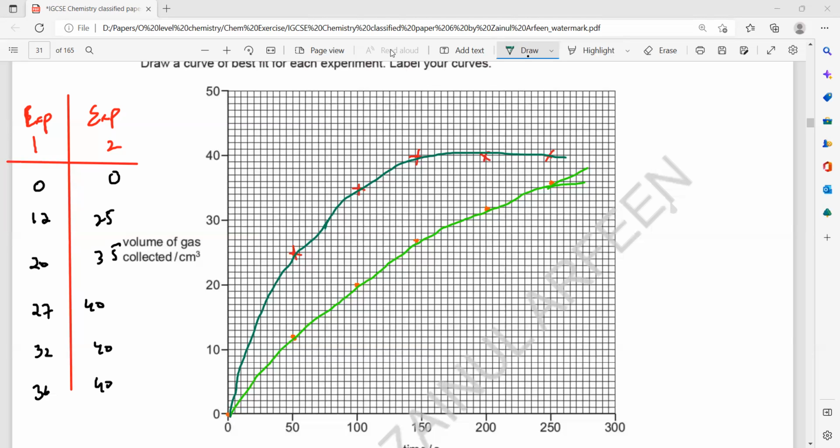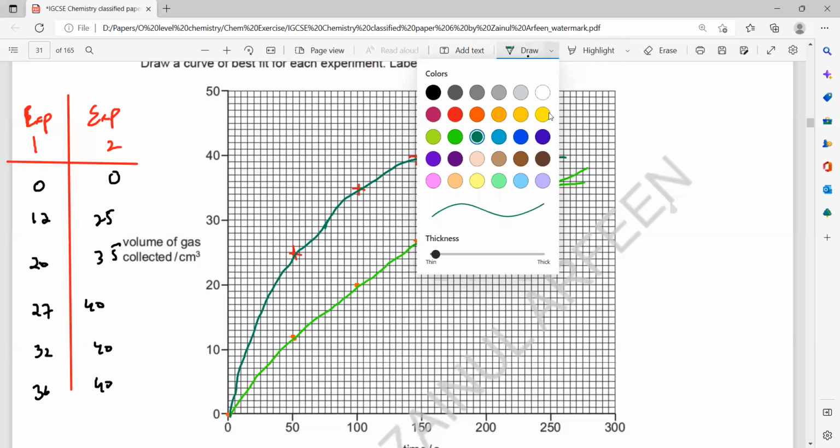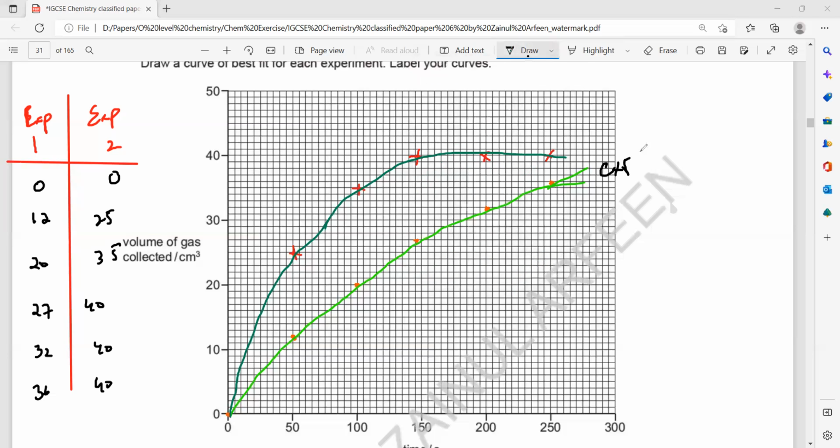If you put a cross, it's fine. You can just simply put a cross. You don't have to encircle. Then we have to label them. That's the important part. So on the graph, you can label experiment. This was experiment 1. So you write experiment 1 here. And this one is experiment 2.